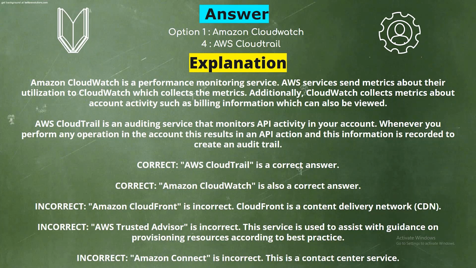Incorrect. Amazon CloudFront is incorrect. CloudFront is a content delivery network, CDN. Incorrect. AWS Trusted Advisor is incorrect. This service is used to assist with guidance on provisioning resources according to best practice. Incorrect. Amazon Connect is incorrect. This is a contact center service.